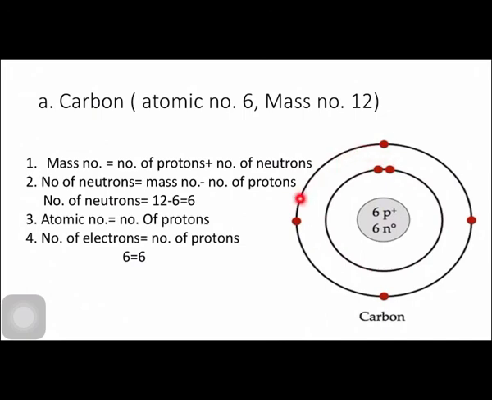After this we will draw the second orbit. Students, we know that the second orbit can accommodate a maximum of 8 electrons, but here we will draw only 4 electrons, because after making the 4 electrons, the number of electrons for a carbon atom is complete.